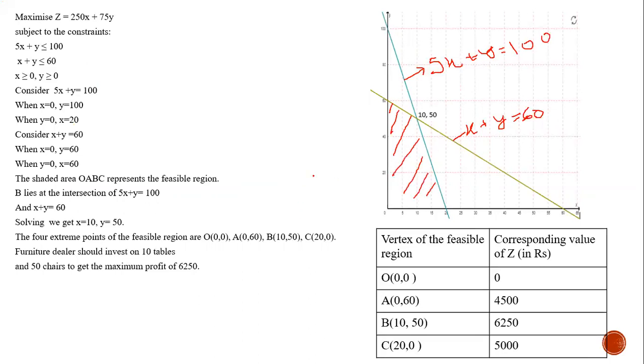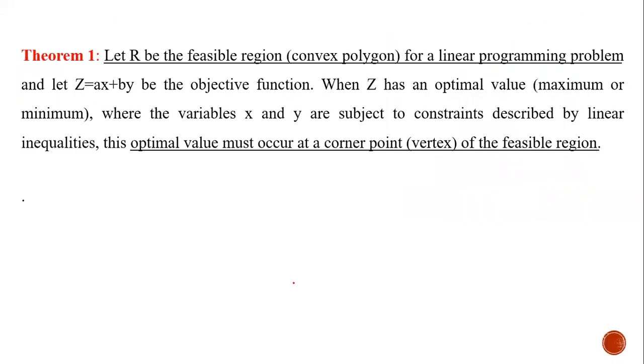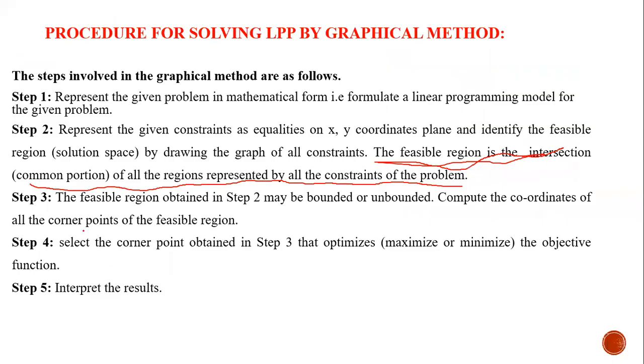So here, I can say O, A, and then B, and then C as the feasible region. So this is what we have studied in step 3. Then let us come back to step 4. What does step 4 say?